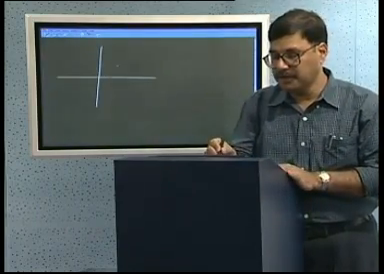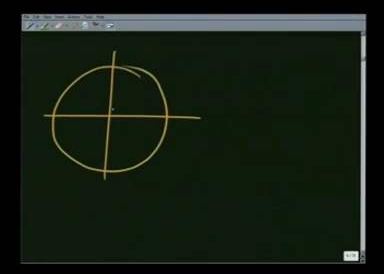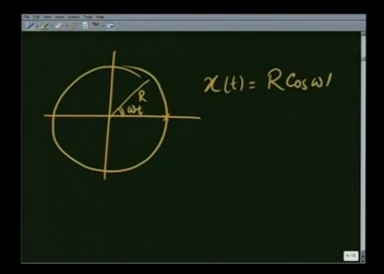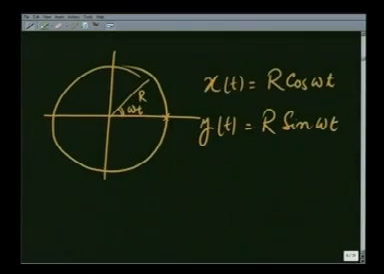However, there may be situations where describing the motion in x and y coordinates may not be as easy as we think. For example, if there is a particle moving in a circle, let us say of radius r, with angular velocity omega, so that this angle is omega t if the particle started from here, then its x coordinate with time would be given as r cosine of omega t, and the y coordinate will be given as r sine of omega t. Both are functions of time.